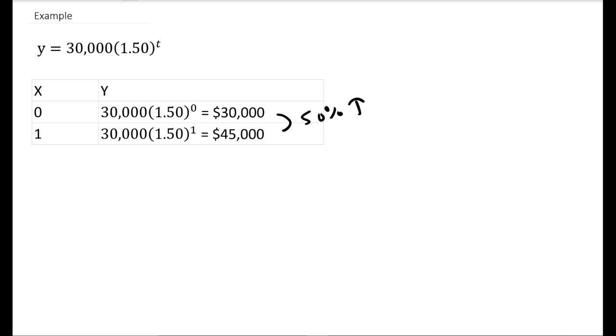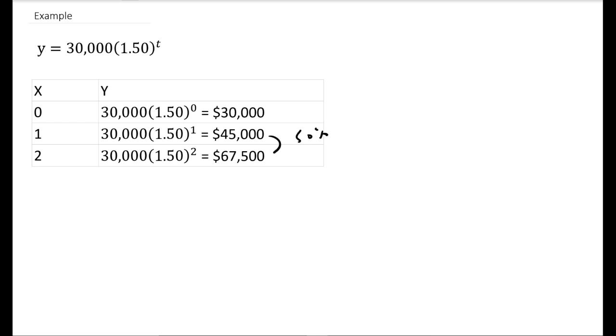How do you find that? Well, you just do 30,000 times 0.50, and that's going to give you $15,000, and then you add that to the 30,000 to give you 45,000. Basically, you're taking half of the salary and adding it to the original salary. That's a 50% increase. Then after 2 years, you're going to have another 50% increase, meaning you take half of 45,000 and add it to get $67,500.